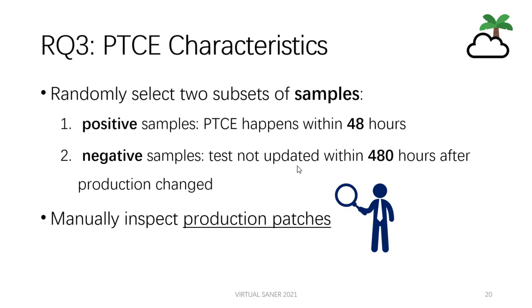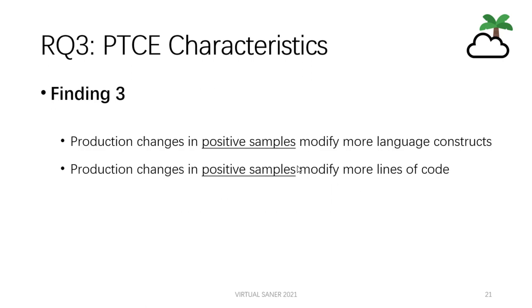Then we manually inspect the production patches of both the positive samples and the negative samples. The detailed data can be found in our paper, and here I just tell you the final conclusion. That is, in positive samples, where the coevolution happens, the production patches modify more types of language constructs and more lines of code. In other words, in a coevolution scenario, the production patches tend to be more complicated.